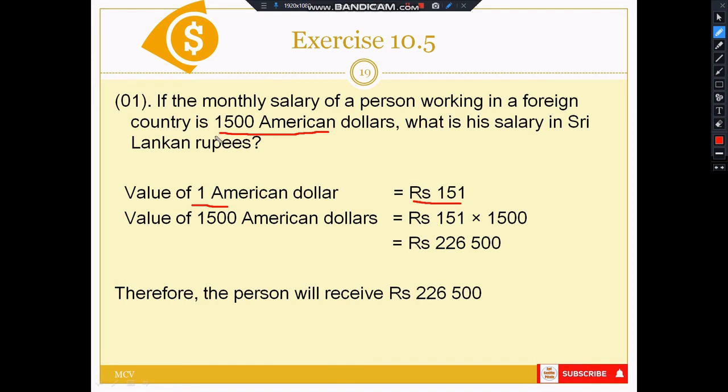Now you want to find $1,500. So you can use the unitary method here. If you know the value of 1, to get the other value, you have to multiply that amount by the given value. Multiply 151 by 1,500. When you multiply, the answer is 226,500. Therefore, the person will receive 226,500 rupees.